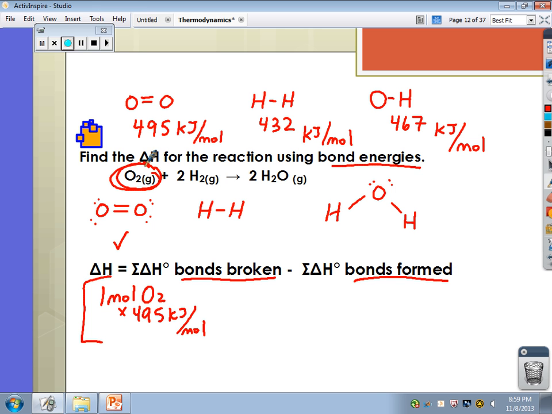Okay? So here you go. I've got 1 mole of oxygen. And now I have 2 moles of hydrogen. What's the value for hydrogen? The value for a hydrogen single bond is 432 kilojoules per mole.